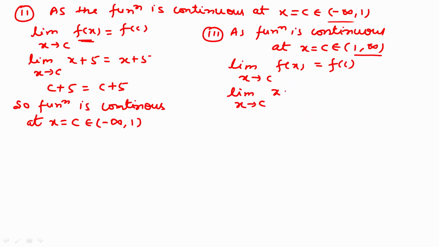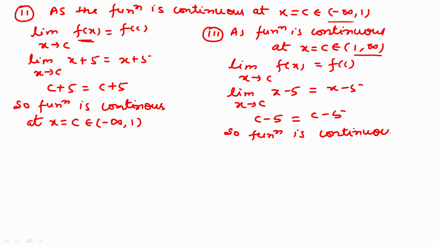x minus 5 is equal to x minus 5. On taking the limit, c minus 5 is equal to c minus 5. So the function is continuous at x is equal to c belongs to 1 to infinity. So the conclusion is the function is continuous.